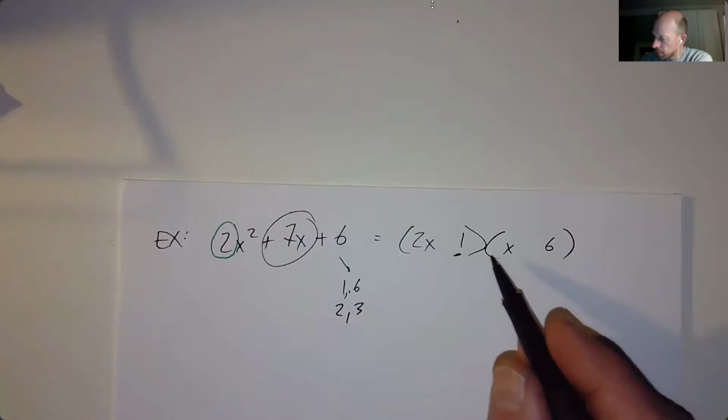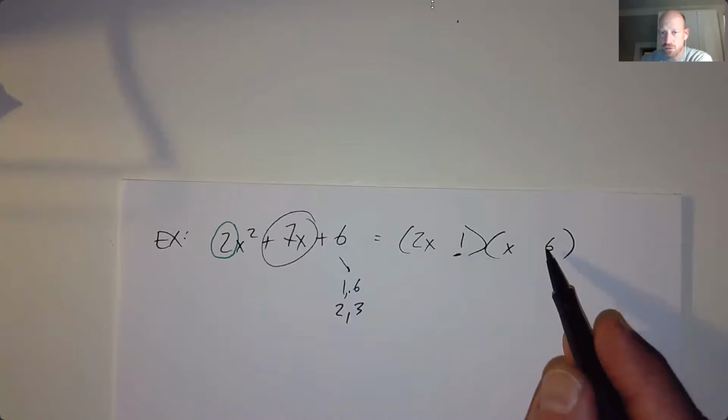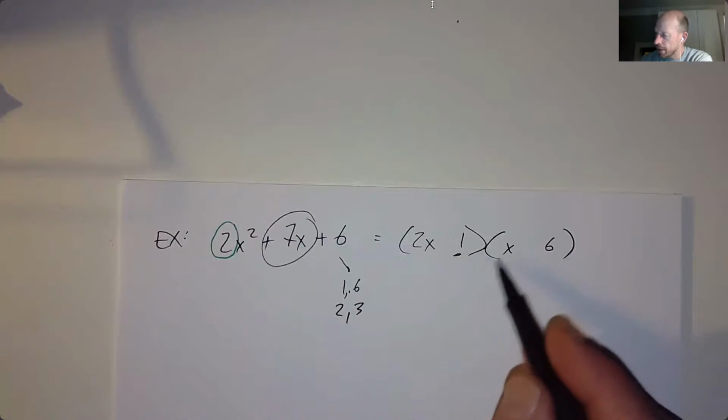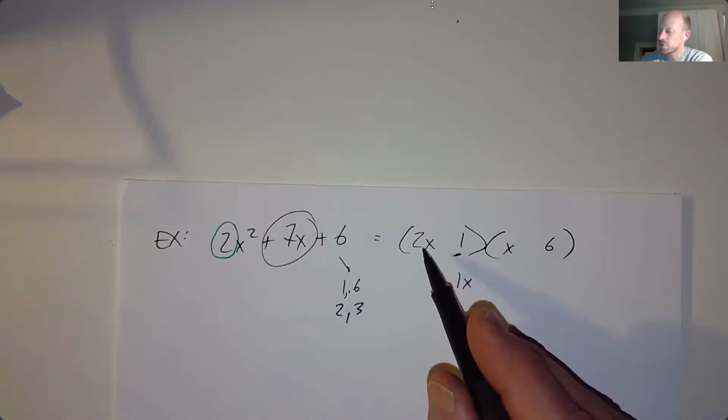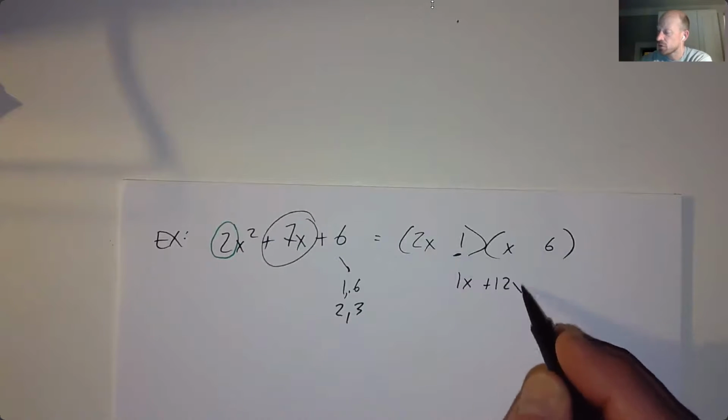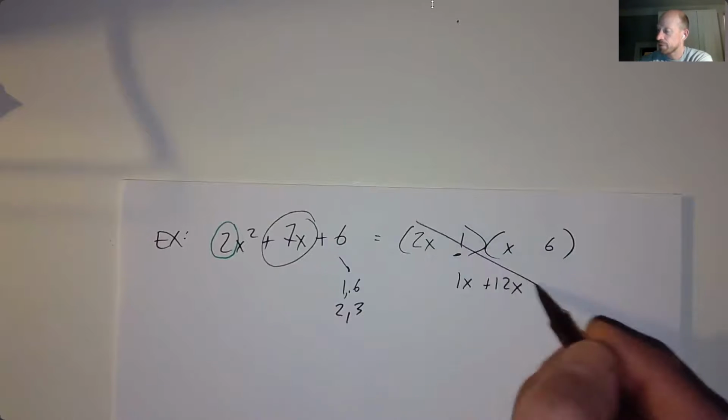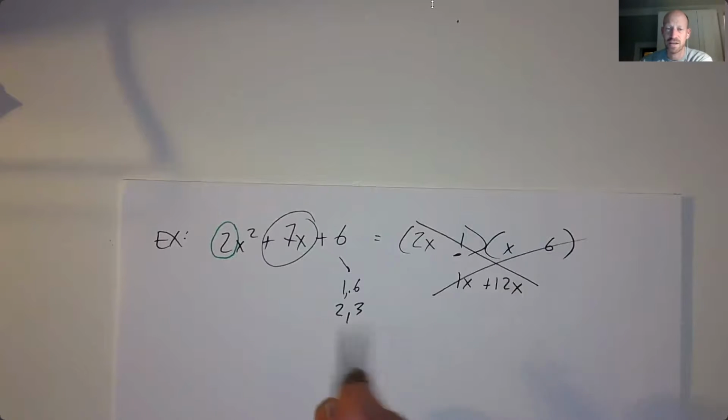And you might think, well, this looks pretty good. 1 and 6 looks good, but it's going to be 1x. And then 6 is going to get multiplied by 2. So that's actually going to give me 12x. And that's not what I want. That's 13x. That's not going to be a 7x.